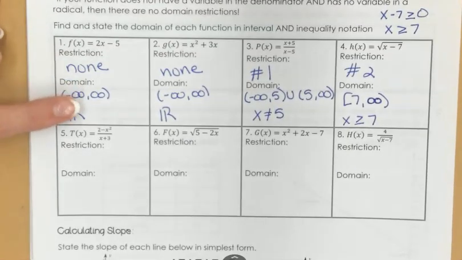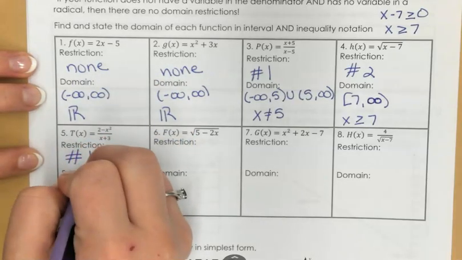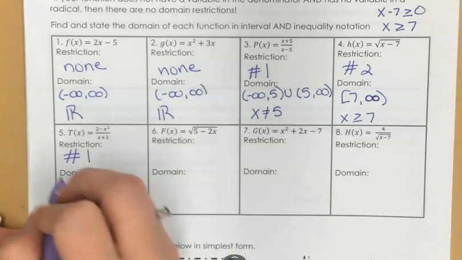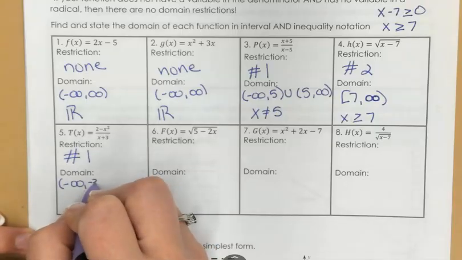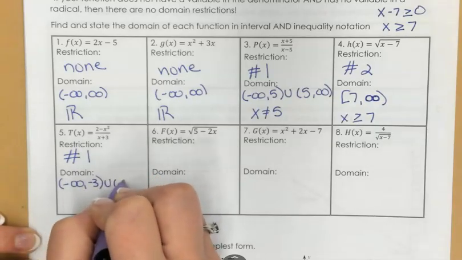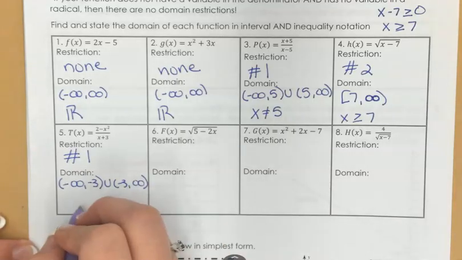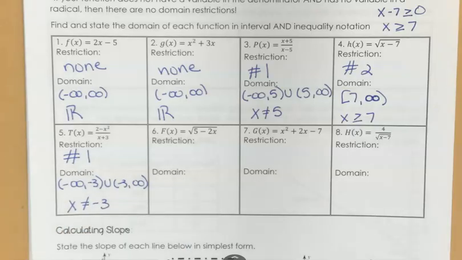Okay, on to number 5. Again, I have x inside of my denominator, so I'm worried about type number 1 restriction. I don't want to divide by 0. And in this case, negative 3 is the input that would cause that to happen. So our domain will be from negative infinity to negative 3, and then from negative 3 to positive infinity, all with parentheses. And for my inequality notation, I will just say that x cannot equal negative 3.